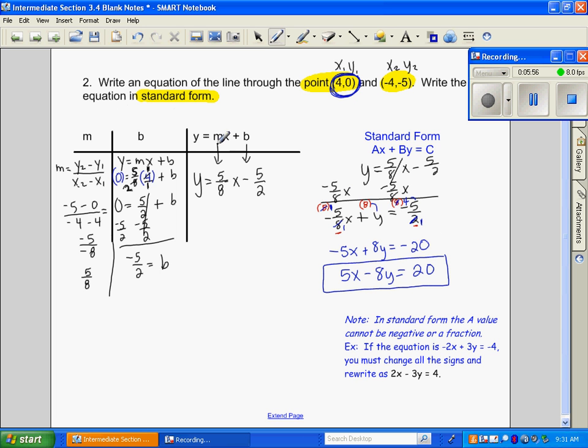So for standard form, first of all, we just go to slope-intercept, which is our previous method for solving. After we get there, then we're just going to move x and y to the same side, and if there are any fractions, we get rid of the fractions. If the coefficient in front of the x is negative, then we change all the signs. And we have ax plus by equals c. That's the formula for standard form.